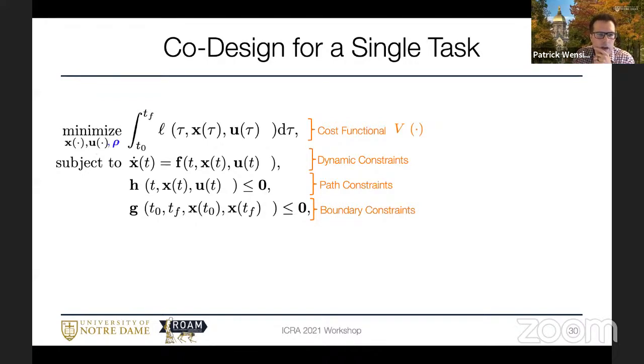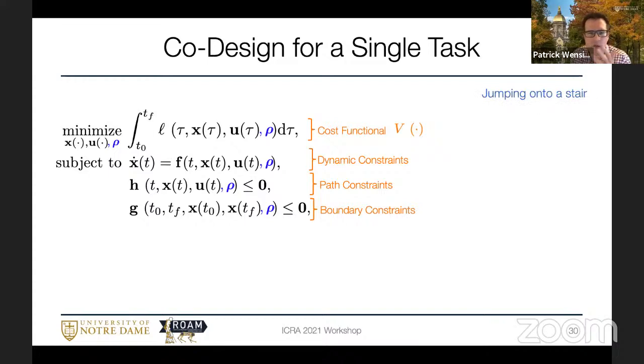But you could think, we could add in some additional parameters that maybe represent link lengths and motor gear ratios. And if you change those parameters, it's going to change your cost. Maybe it takes more energy if you have a lower gear ratio, or it definitely affects your dynamics, right? But we can add these design variables rho into the problem without much issue.